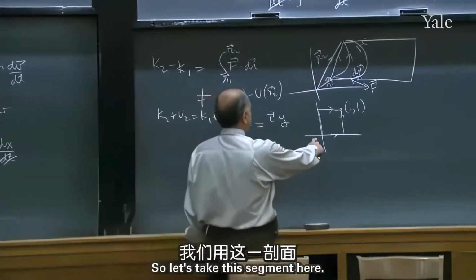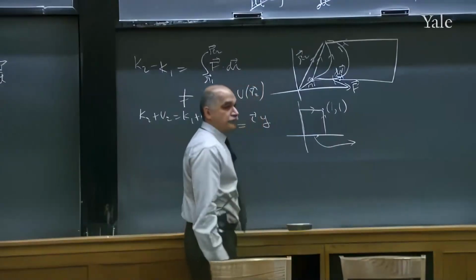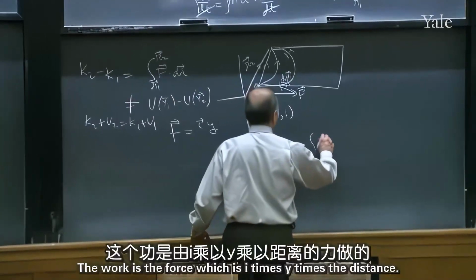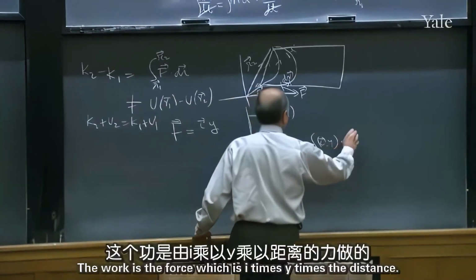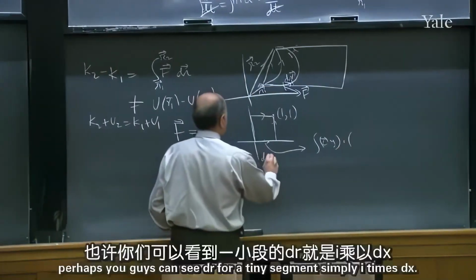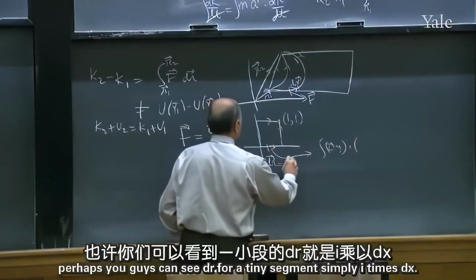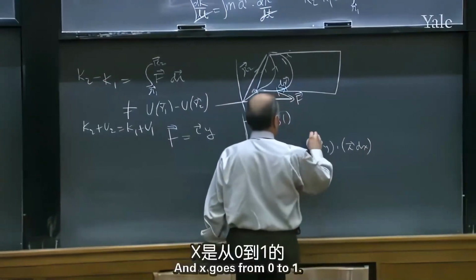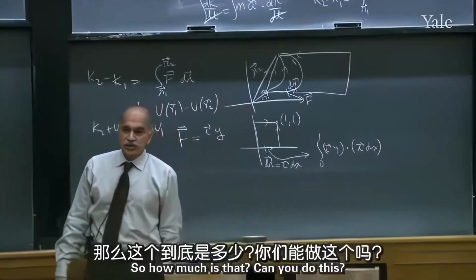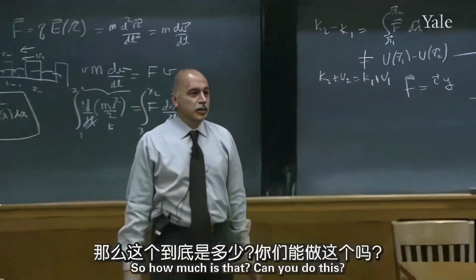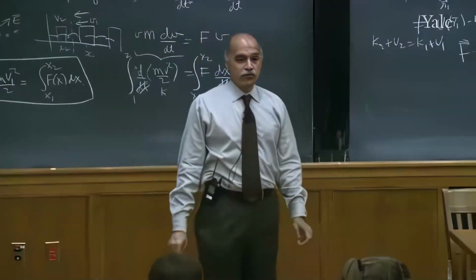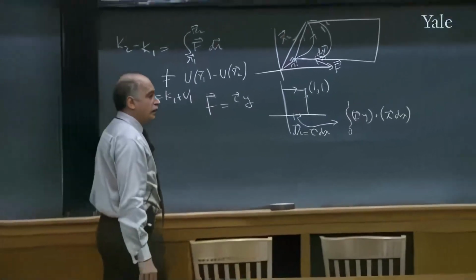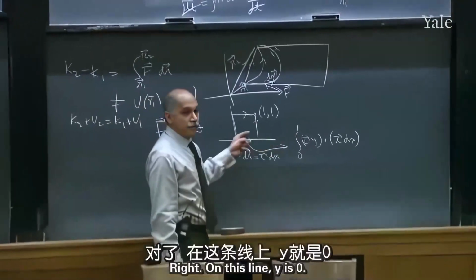So let's take this segment here. What is the work done? The work is the force, which is i times y, times the distance. If you move horizontally, perhaps you guys can see, dr for a tiny segment is simply i times dx. And x goes from 0 to 1. So how much is that? Can you do this? I want the first person who knows the answer. Yes? 0, because y is equal to 0. Right. On this line, y is 0.